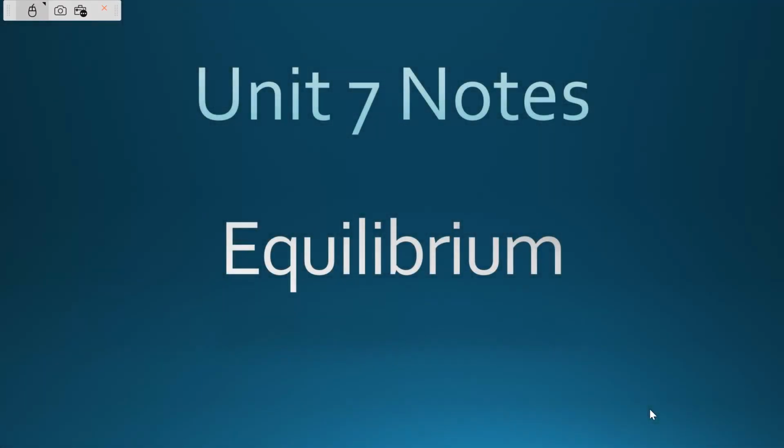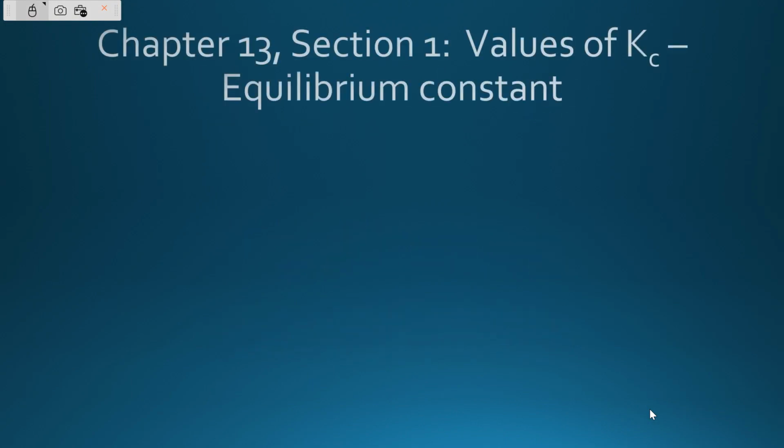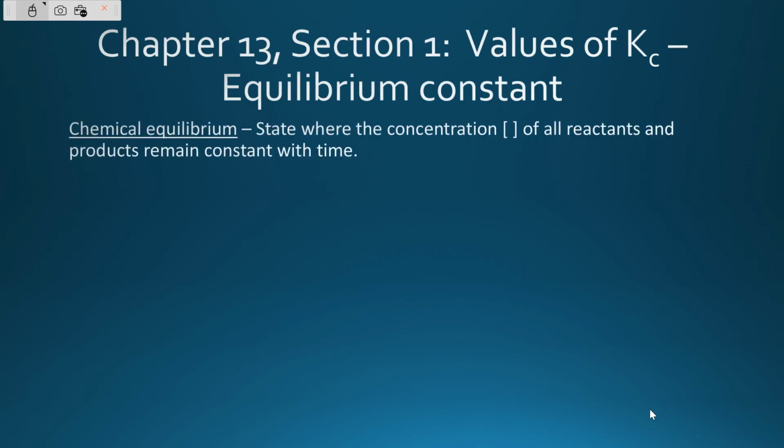Welcome back, everybody. This is AP Chemistry, and we're looking at Unit 7, Section 1. This entire unit is about equilibrium. Now, chemical equilibrium is a state where the concentration, and remember this is the symbol that we use for concentration, of all the reactants and the products will remain constant with time.